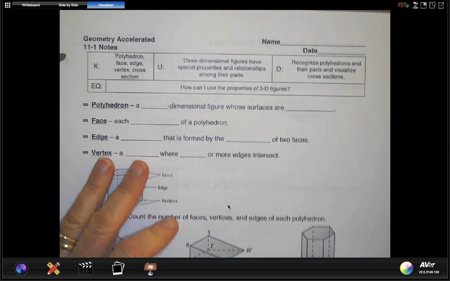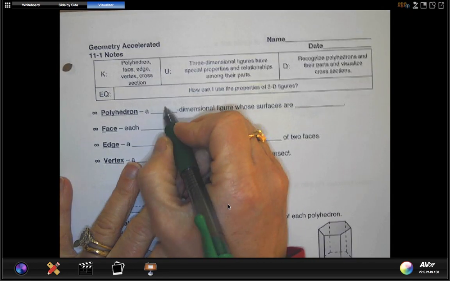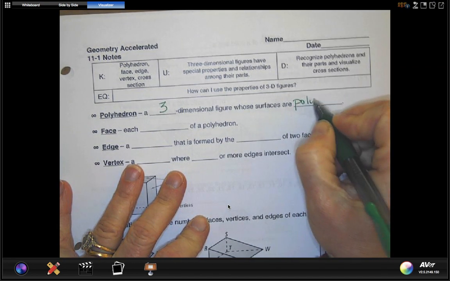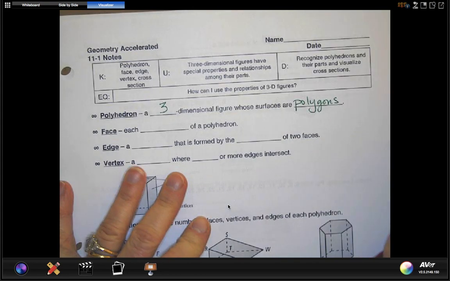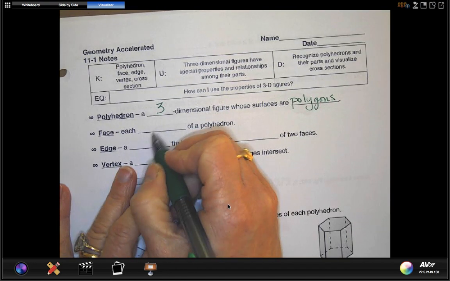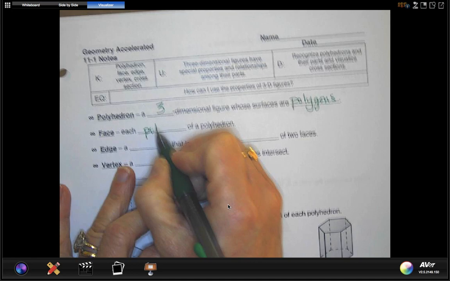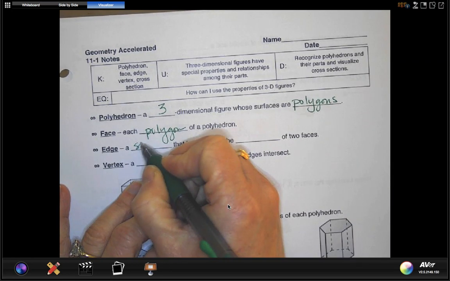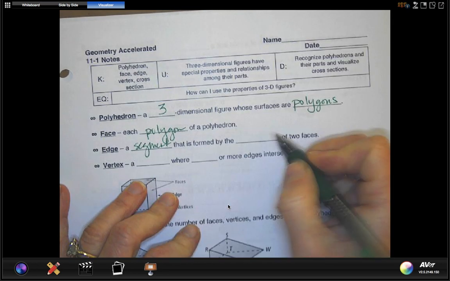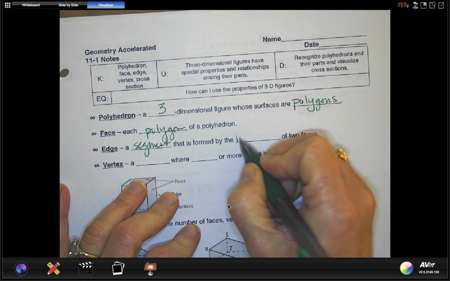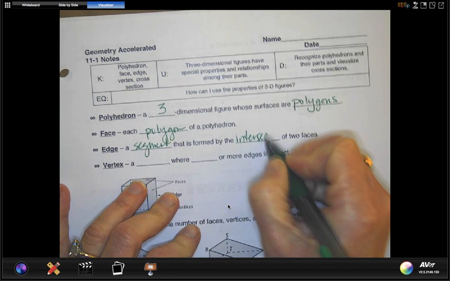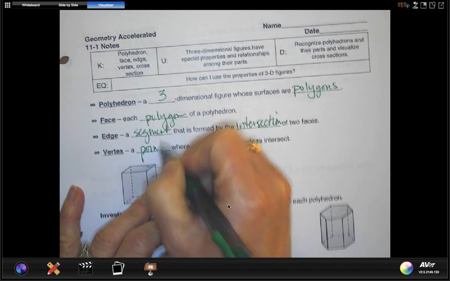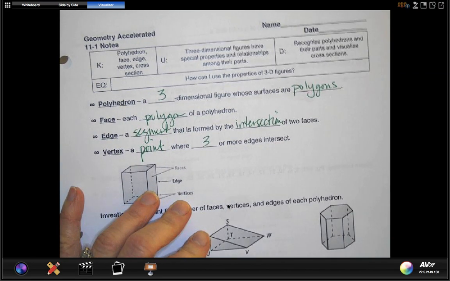A polygon is a two-dimensional figure. A polyhedron is a three-dimensional figure whose surfaces are polygons. The face is each polygon of a polyhedron. An edge is a segment that is formed by the intersection of two faces. A vertex is a point where three or more edges intersect.